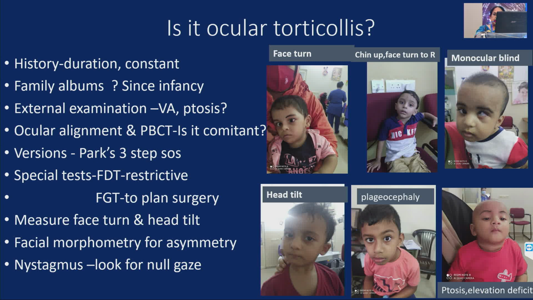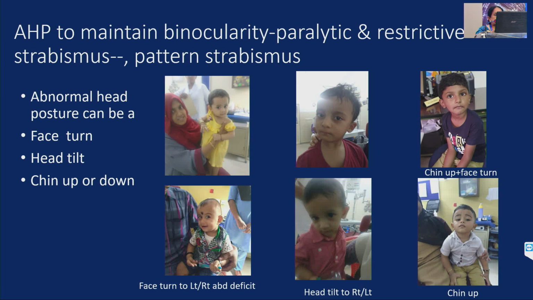Facial morphometry, that is the asymmetry, can also be measured if we want, which will give you an idea whether it has improved after surgery. And when there is nystagmus, look for a null gaze. So, to maintain binocularity, it may be either a paralytic problem, restrictive problem, or a pattern strabismus.